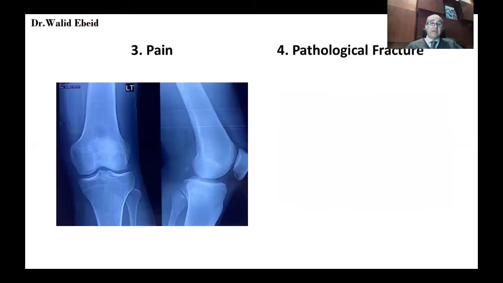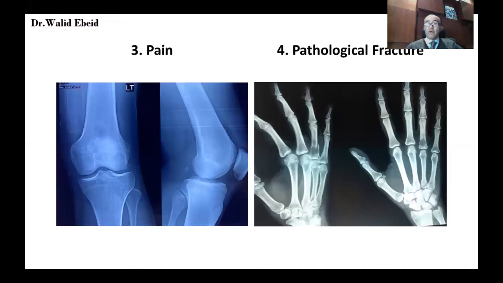The third scenario is the patient coming complaining of knee pain due to an enchondroma of the distal femur. So here the source of pain is actually the enchondroma. Or the fourth scenario is a patient presenting with a pathological fracture, like this patient with an enchondroma of the proximal phalanx of the ring finger, and she presented for the first time with a pathological fracture. She didn't have any complaint prior to this fracture.